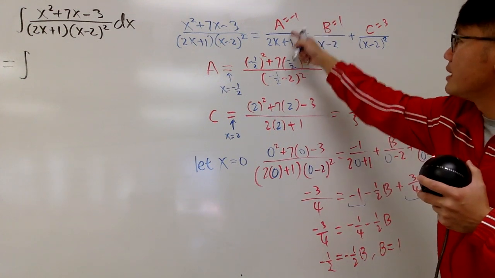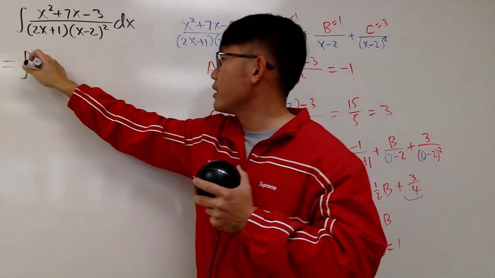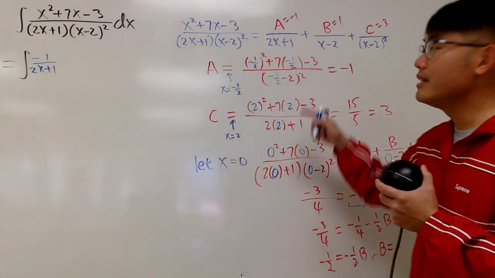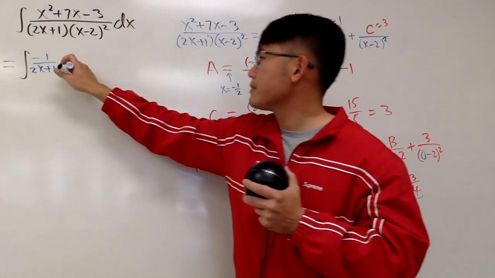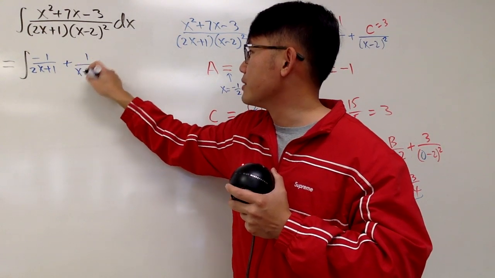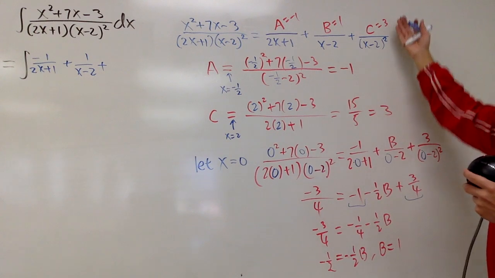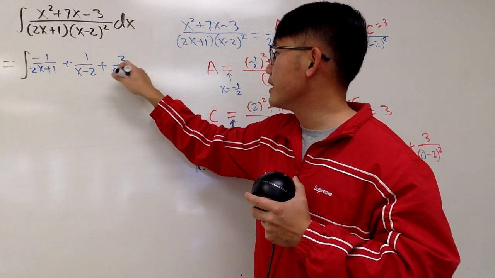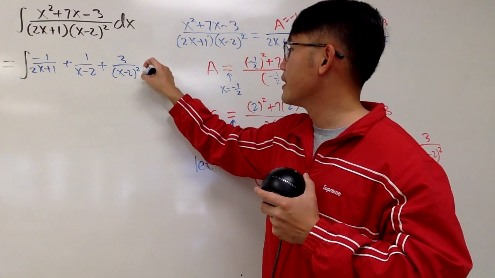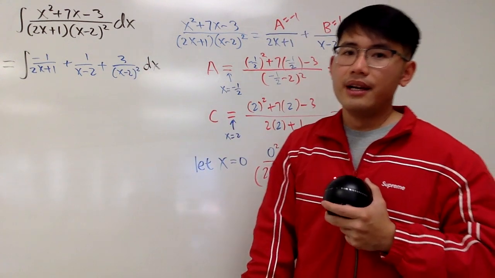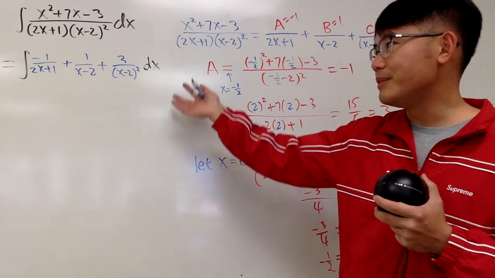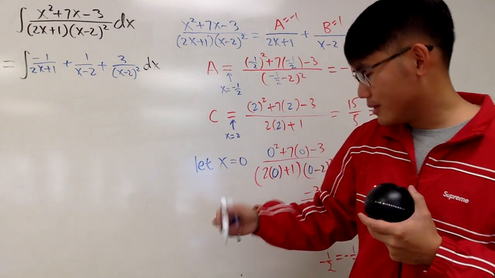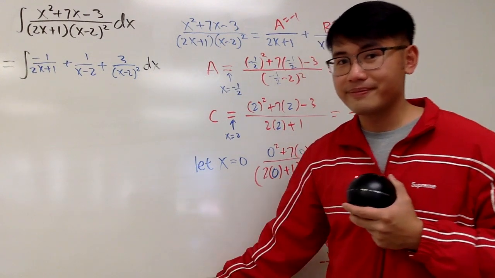Anyway, the first one is -1 over this guy, so I'll put this down right here, -1 over 2x plus 1. And then the next guy is this over that, so we add 1 over x minus 2. And then the last guy is 3 over this. So we have 3 over parentheses x minus 2 squared dx. And right now, you should seriously be able to finish this on your own, right? But I will put on the answer for you guys.